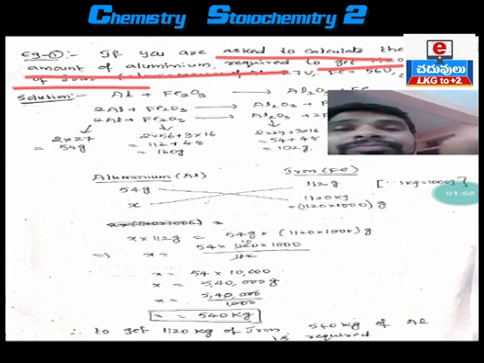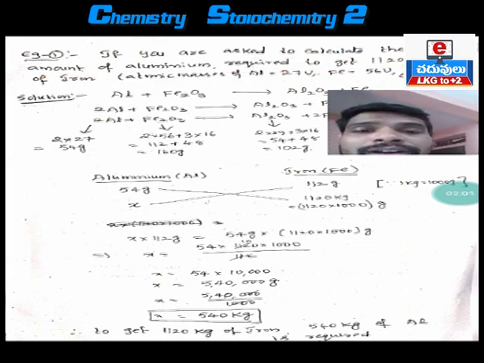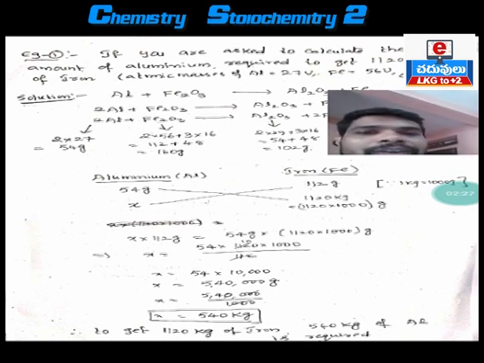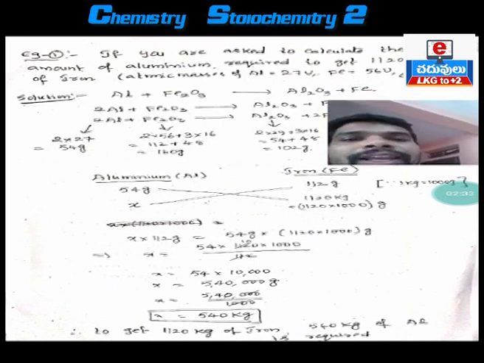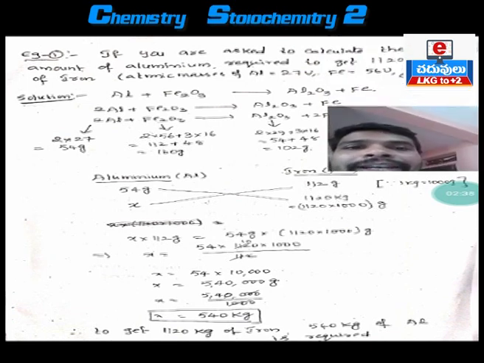See, children, if you want to solve any problem in stoichiometry, first you have to frame the chemical equation. After making the chemical equation, you have to balance the chemical equation. So every problem in stoichiometry will be solved by using a balanced chemical equation. First you have to frame the chemical equation and balance it. To solve this problem, I want to make the chemical equation here.